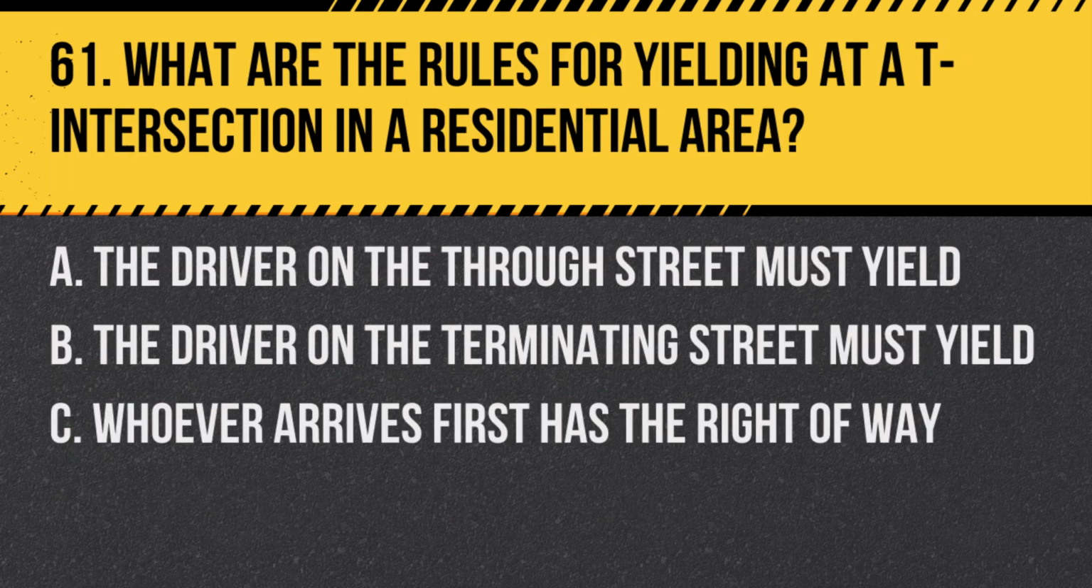Question 61. What are the rules for yielding at a T intersection in a residential area? A. The driver on the through street must yield. B. The driver on the terminating street must yield. C. Whoever arrives first has the right of way. Answer. B. The driver on the terminating street must yield. At a T intersection, the driver on the street that ends must yield to traffic on the through street.